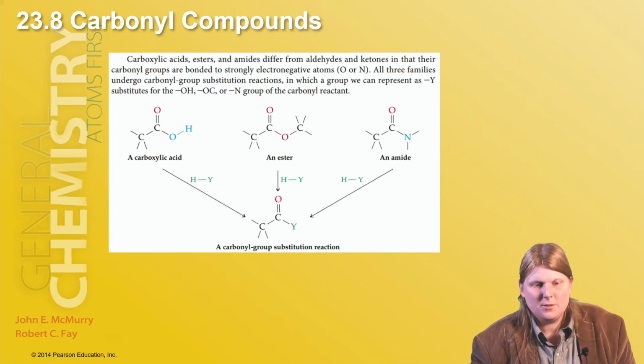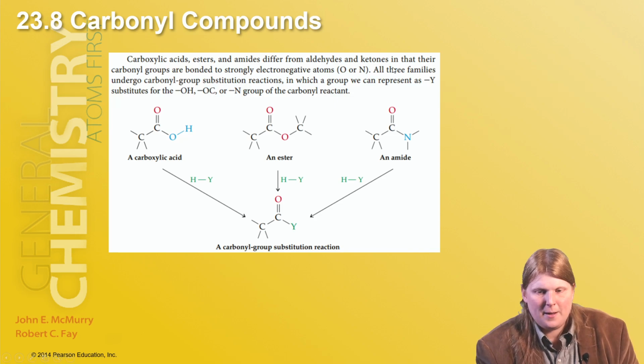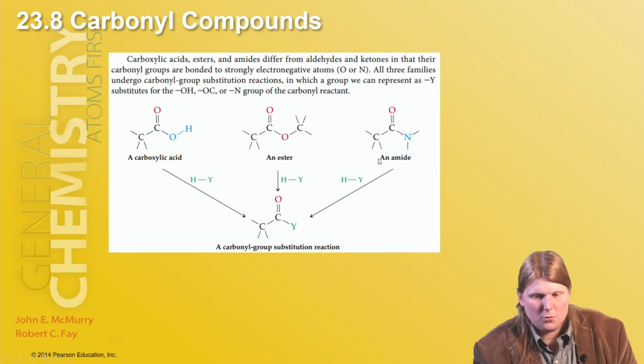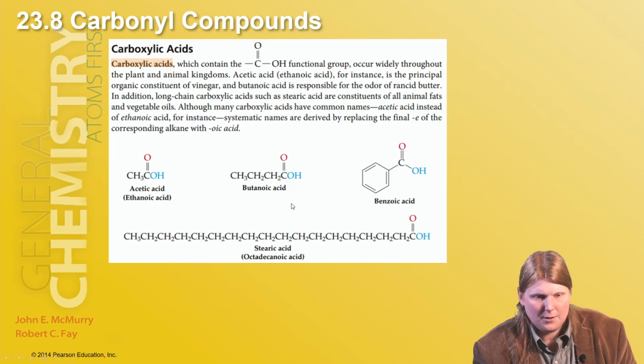So carboxylic acids, esters, and amides differ from aldehydes and ketones in that their carbonyl groups are bonded to strongly electronegative atoms. All 3 undergo carbonyl group substitution reactions, in which the group we can represent as Y. So these can all have different kinds of substitution reactions where things can get replaced or added onto them.